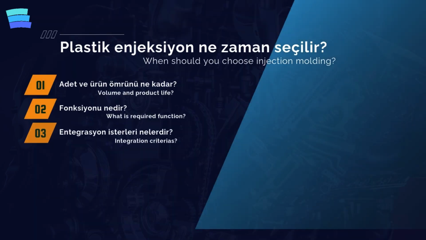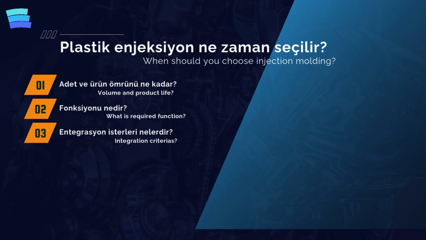So when should you choose this method? The first criterion is volume and product life. Injection molding requires a mold investment. At low volumes, cost often shifts toward alternative processes. At high volumes, mold cost drops quickly on a per-part basis.